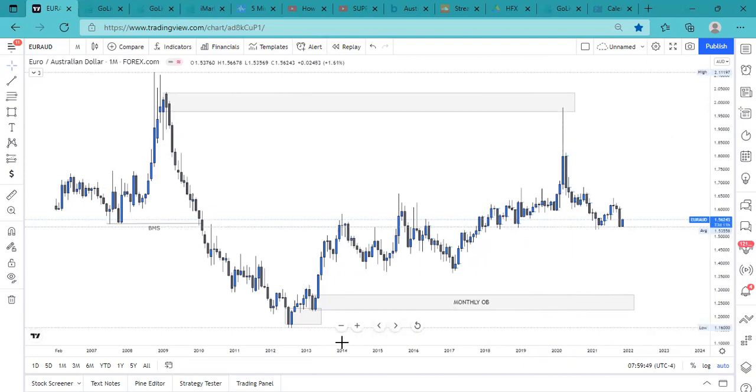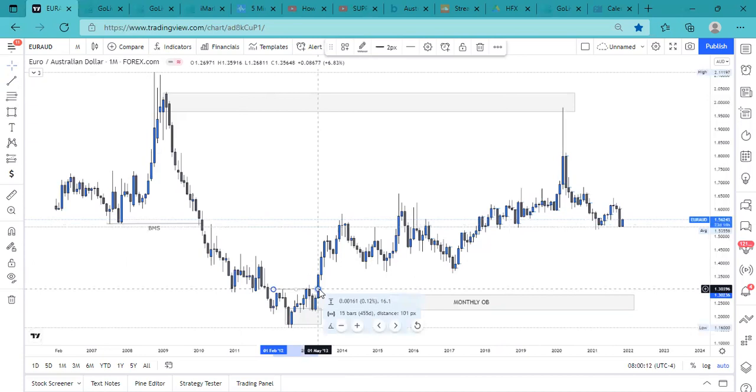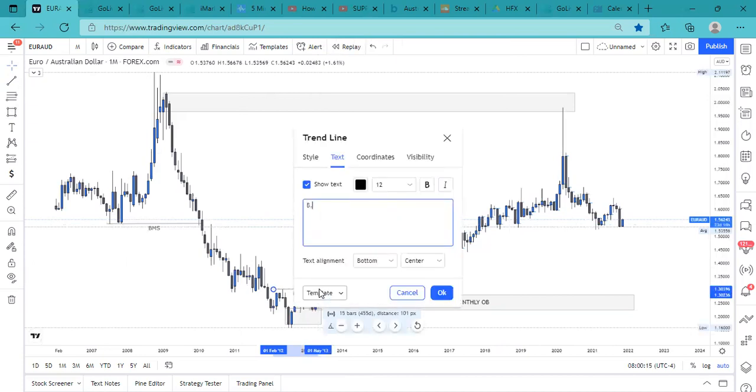Now we have our uptrend. Price has been going in an uptrend, creating higher highs, higher lows, and we have a break of market structure. This is where price first broke structure. This is a low, right? And this was where price first broke the structure to the upside. So this was our first break of market structure to the upside.